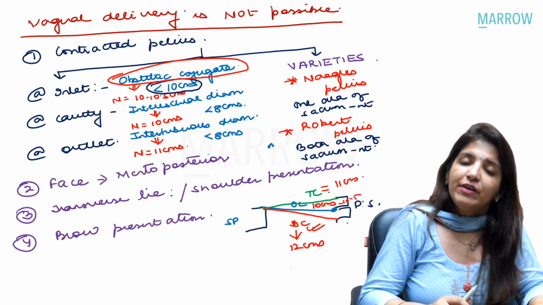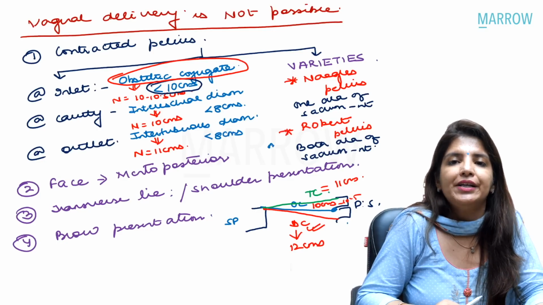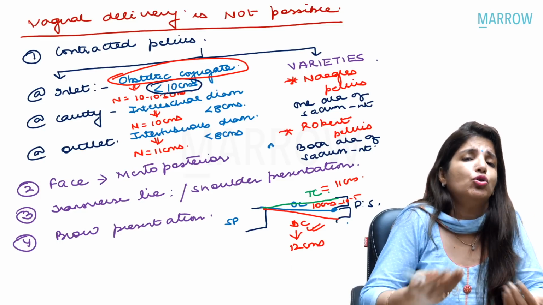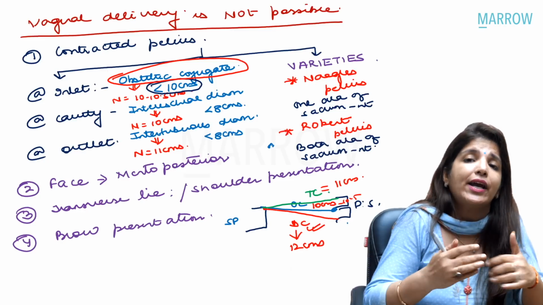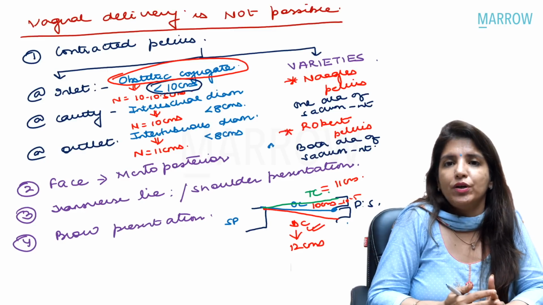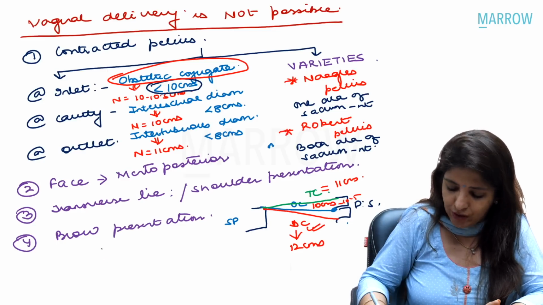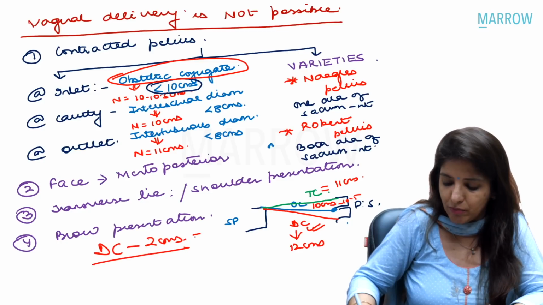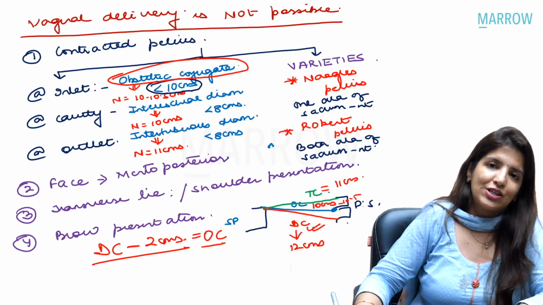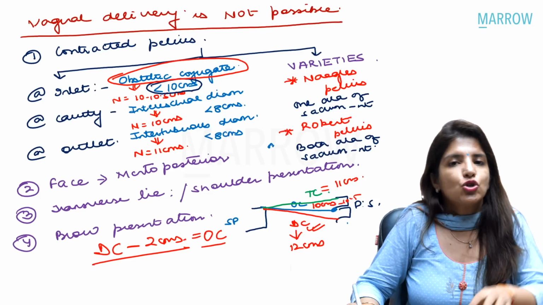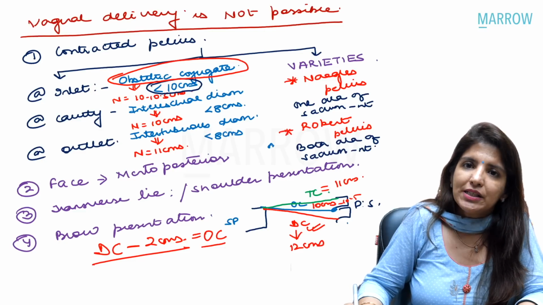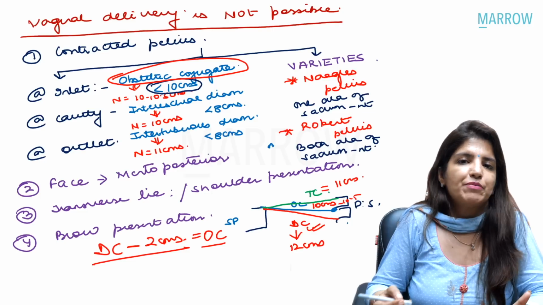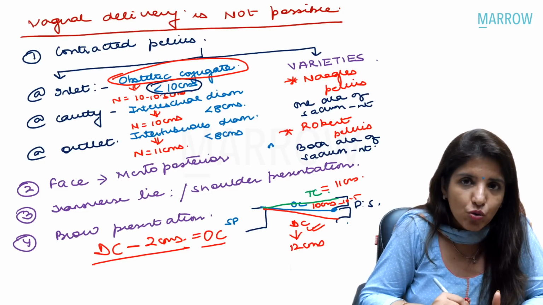But I am defining inlet contraction in terms of obstetrical conjugate. So how do I come to know the value of the obstetrical conjugate when I cannot measure it? Whatever is the value of the diagonal conjugate, from that you subtract 2 centimeters to get the value of the obstetrical conjugate, right? Normally diagonal conjugate is 12 centimeters, and if you subtract 2 centimeters from it, the obstetrical conjugate comes as 10 centimeters. Clear to all of you till here?